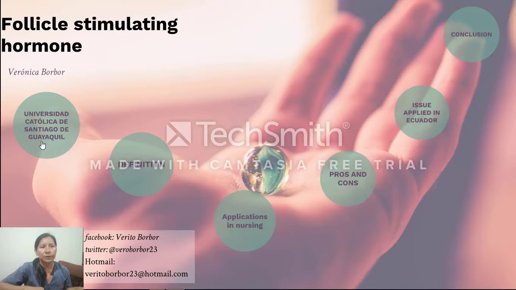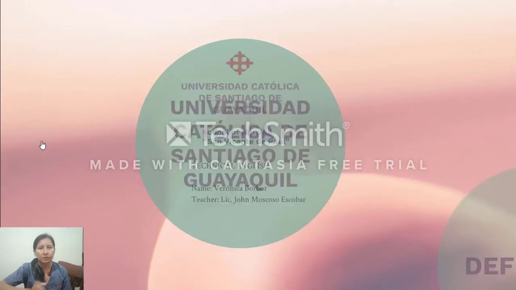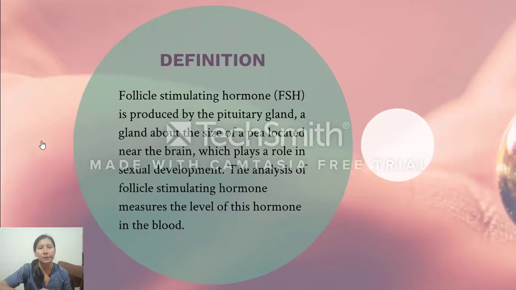Follicle stimulating hormone. The follicle stimulating hormone, FSH, is produced by the pituitary gland, about the size of a pillowcase near the brain, which plays a role in sexual development. The analysis of follicle stimulating hormone measures the level of the hormone in the blood.